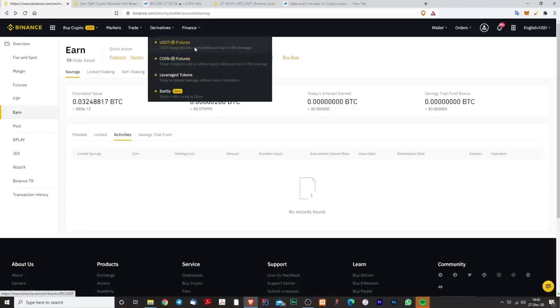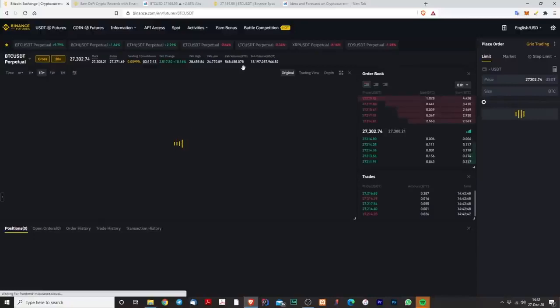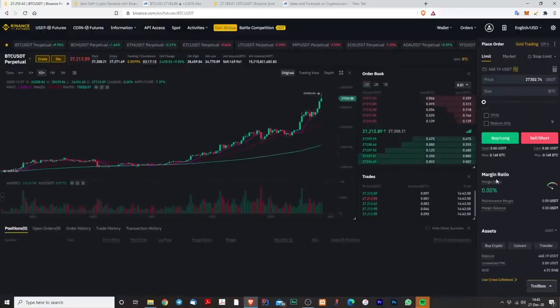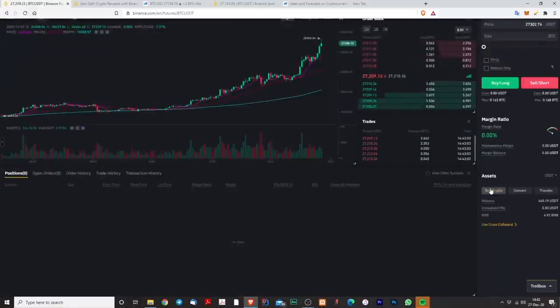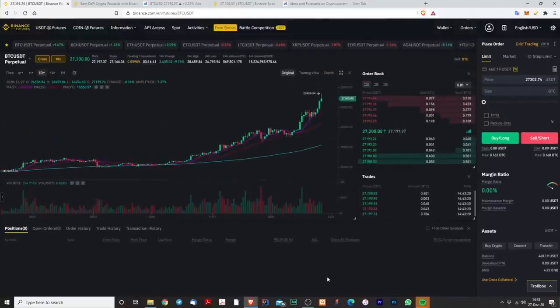So if I go to USDT futures, which is what I typically trade, you can see it's showing me my assets at the bottom here. It says balance of, I have $460 in this wallet. I have 4.92 BNB. Again, BNB helps you to save on fees, and my P&L is 0 because I have no open position right now.